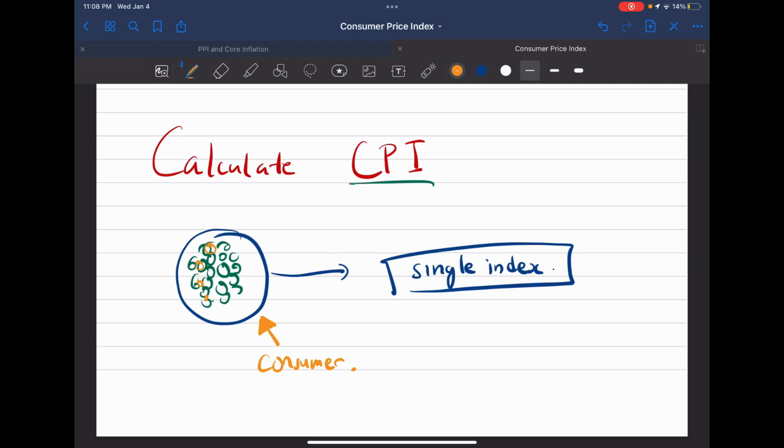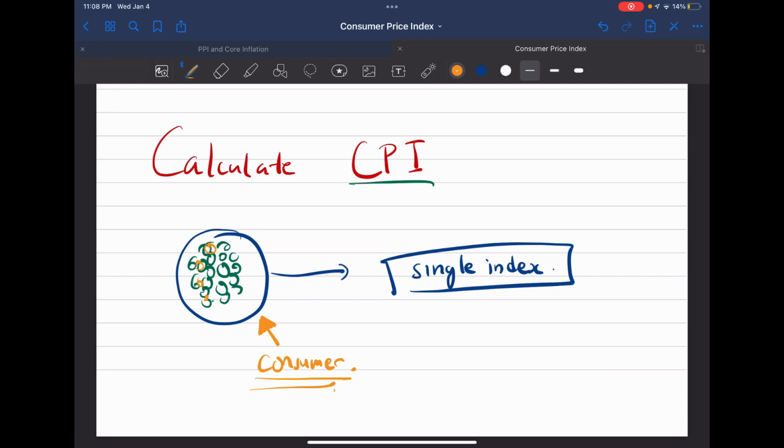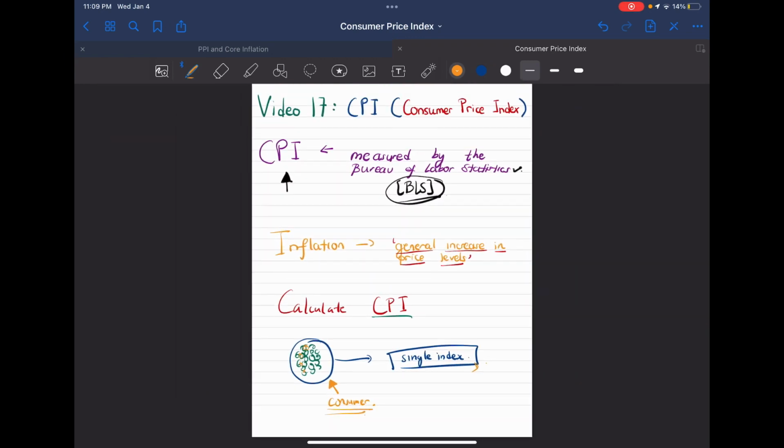It does not include, for example, goods and services purchased by firms or governments. It just includes the point of view of consumers, hence the name CPI, Consumer Price Index. Remember that. So again, thousands of prices are compiled, turned into a single index, and that index is the CPI.